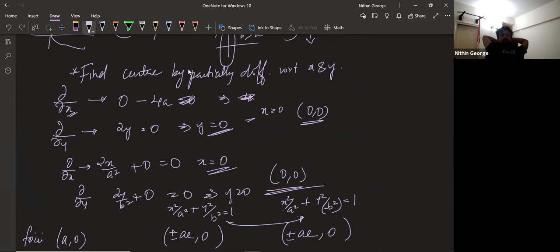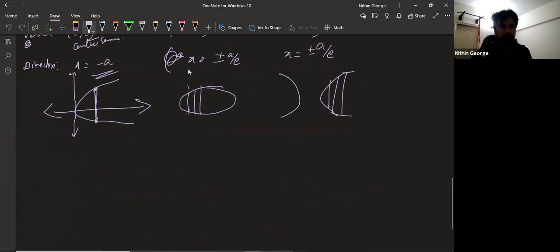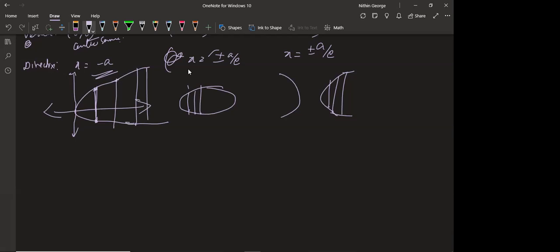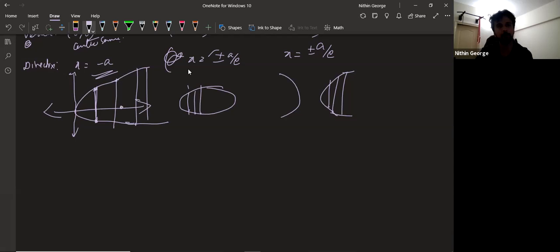Double ordinate is basically a chord which is perpendicular to the main axis. So it will intersect the conic at 2 points. So from one point to the other, you have a double ordinate like this. So these are all double ordinates. When the double ordinate passes through the focus, you have your latus rectum. Latus rectum is when the double ordinate passes through the focus.